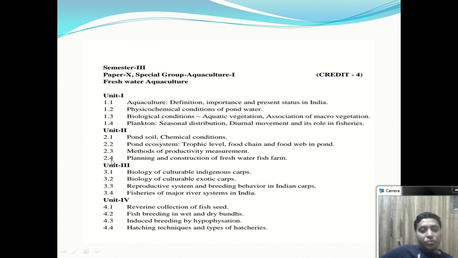Then the next topic, 2.4, is the planning and construction of the freshwater fish pond. Before construction of the fish pond, planning is very important. Planning means whatever site we select for construction of the fish pond, how the soil of that pond is, whether silty, loamy or sandy, and how the water holding capacity of that soil is, is important. What is the source of the water, whether from a well or a tube well, or whether natural water bodies are present, and whether an embankment is present or not. All these points we consider, and it is called the planning of the freshwater fish farm.